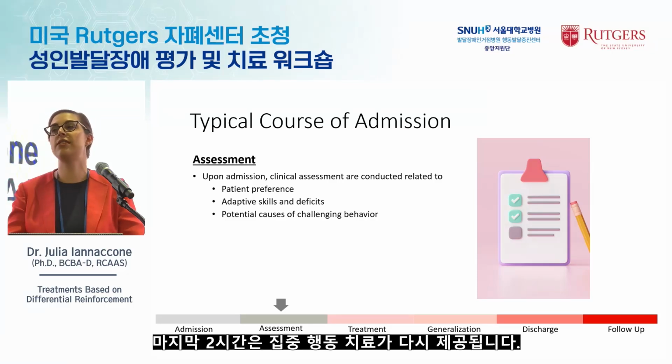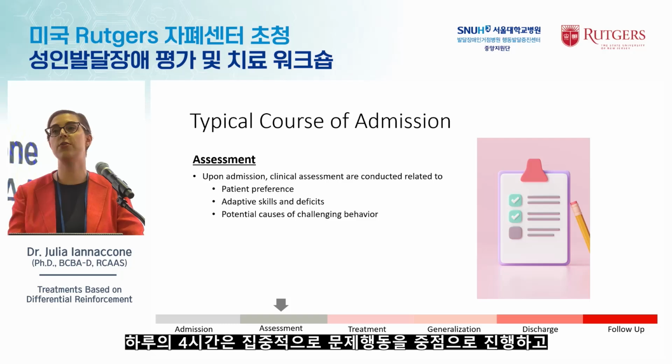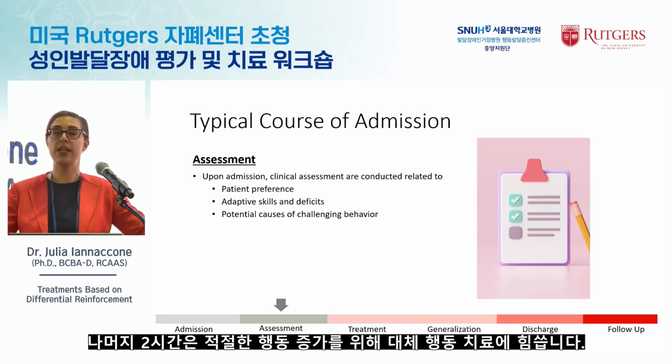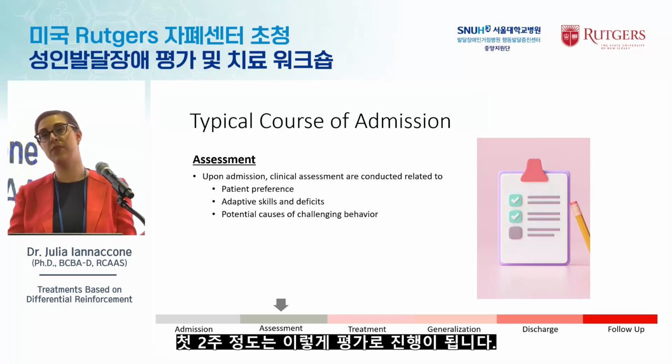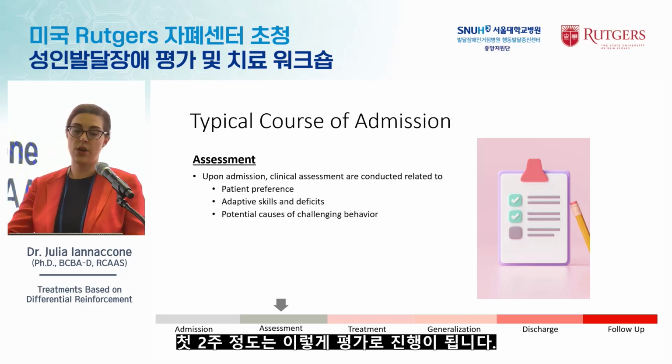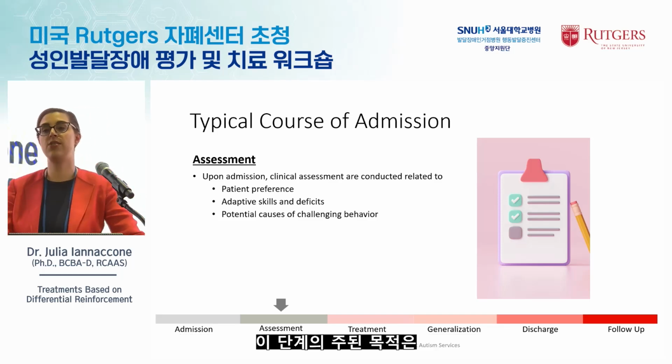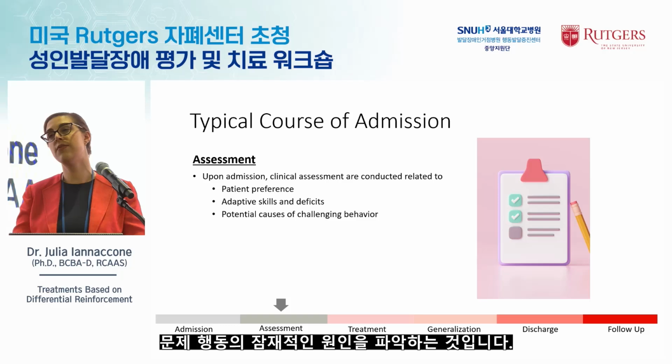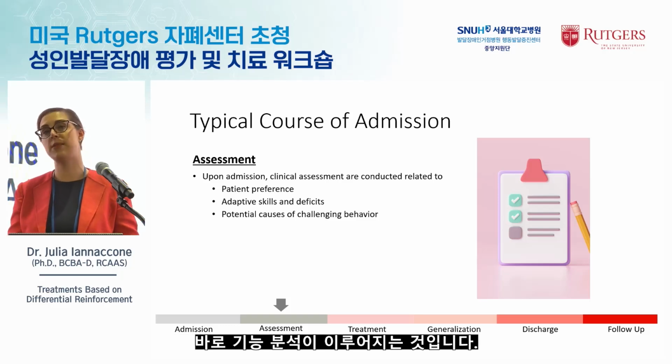And then the last 2 hours of the day is, again, intensive behavior therapy. So 4 hours of the day is really targeting those problem behaviors. The other 2 is targeting replacement behaviors to increase appropriate skills. So that's how the day generally works. In the first about 2 weeks, they're in the assessment phase. And so a main purpose of this phase is to identify the potential causes of the challenging behavior. So that's the functional assessment.